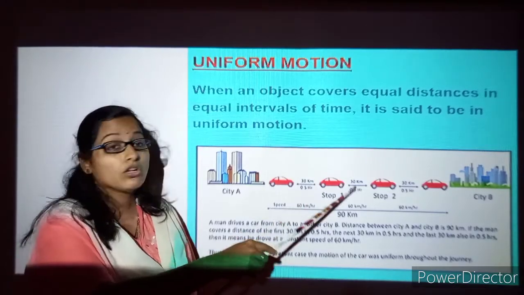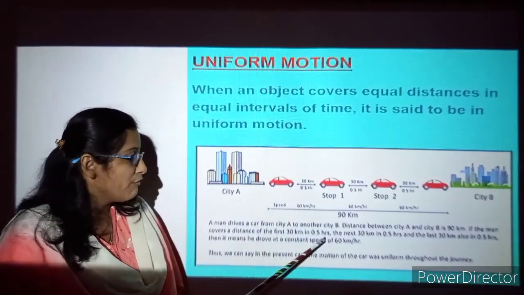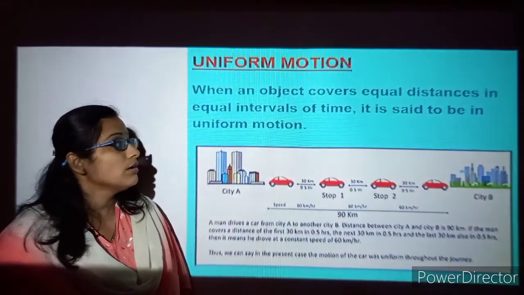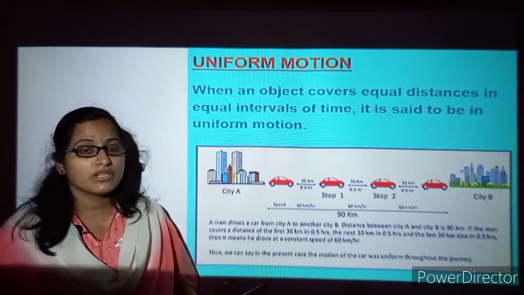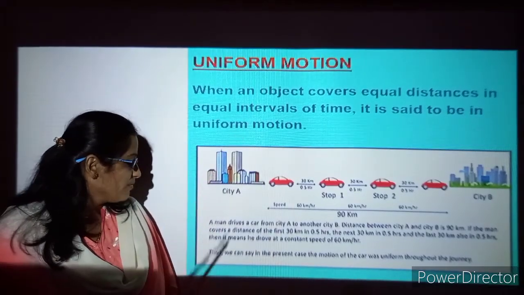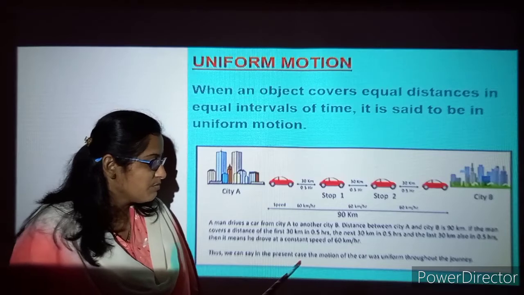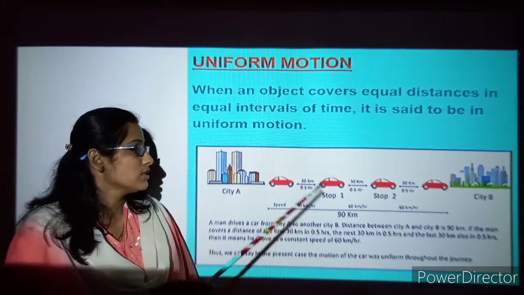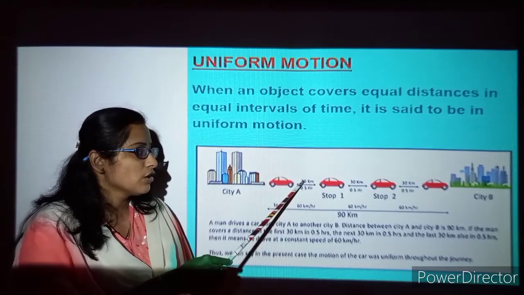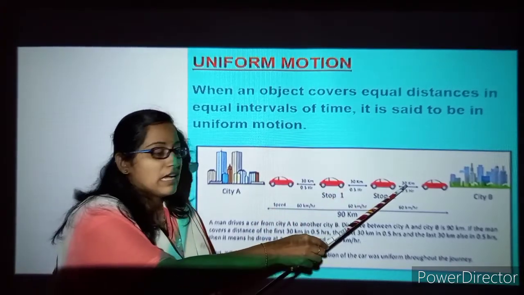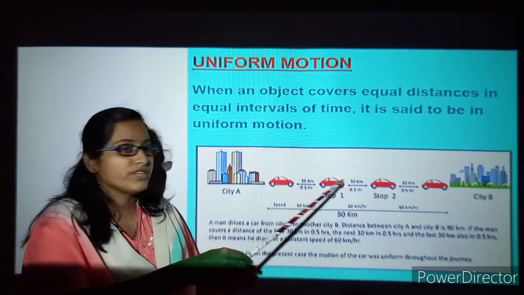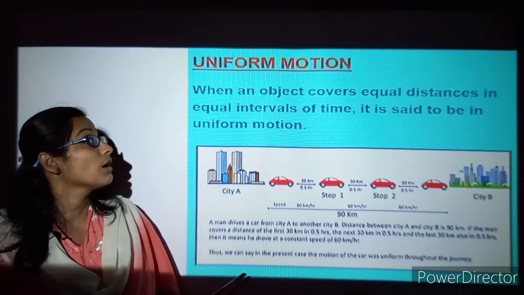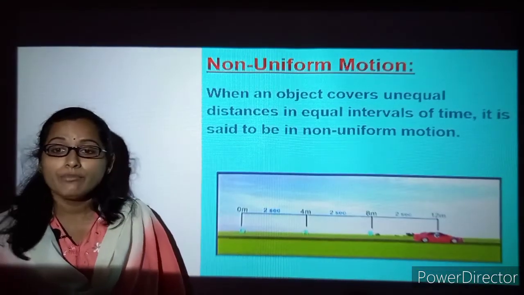The next 30 also he will cover in 0.5 hours. Then so on, when it is divided into equal distances with respect to time, it is known as uniform motion. So thus we can say that the motion of the car was uniform throughout the journey. See here, first 30 kilometers, next 30 kilometers and the final 30 kilometers, each in 0.5 hours of journey.